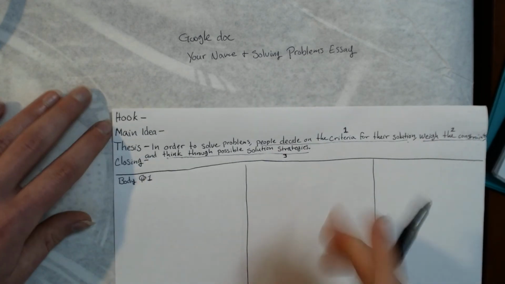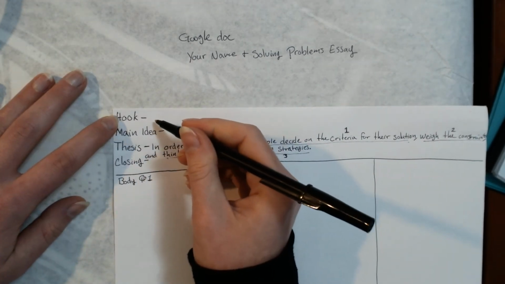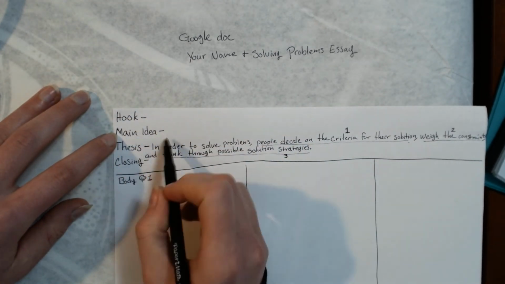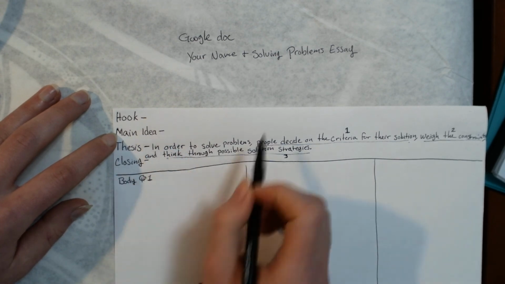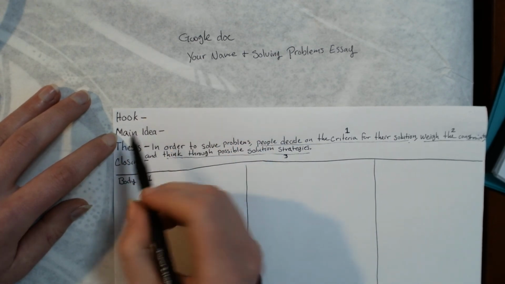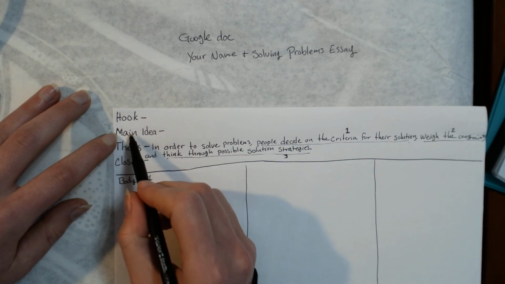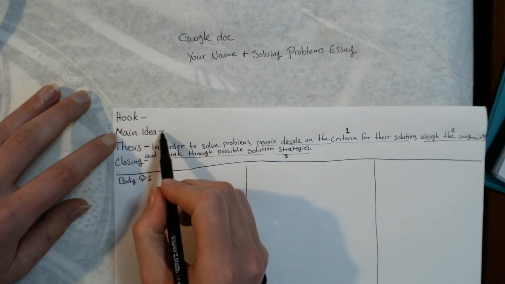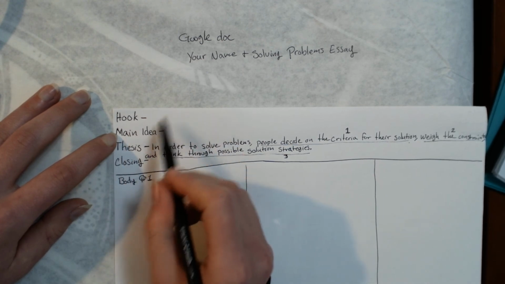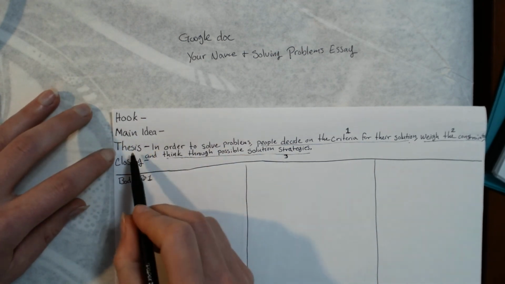You need to type a hook. Make your own hook sentence. You need to type your main idea. What's this all about? I'm going to give you a clue. Go back and look at the prompt to decide what one sentence we could say to describe what this whole thing is all about. Then you're going to type your thesis.